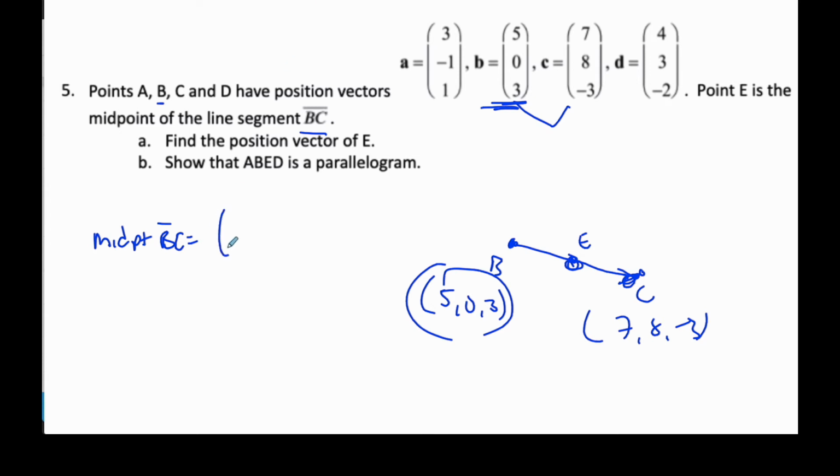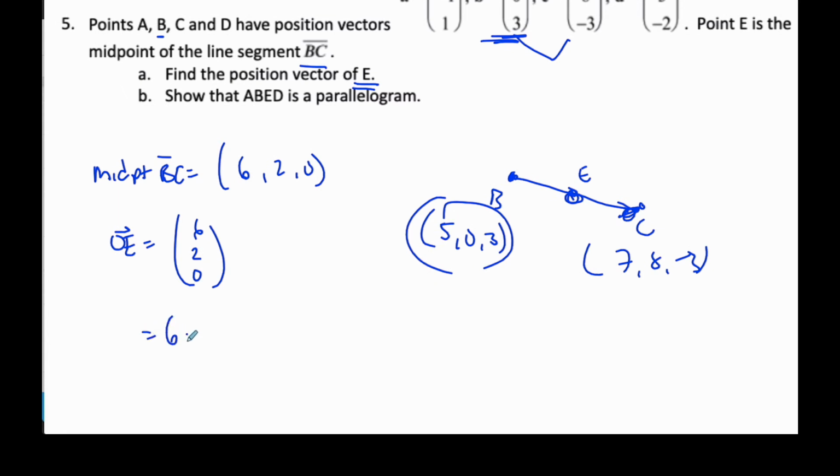The midpoint of BC is a point, so I should write it like a point. However, the position vector OE is equal to the vector 6, 2, 0. Or I could also write it 6i, I haven't done this for a while, plus 2j plus 0k. That would also be a correct answer.